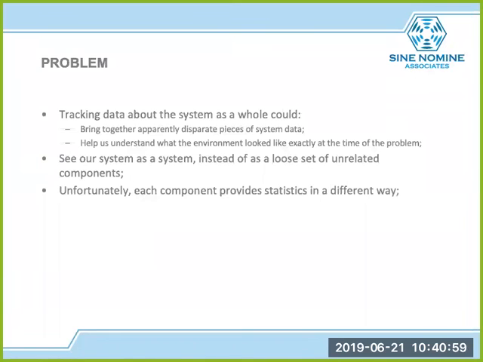So usually it is a very good idea to get stats about the system as a whole instead of only one component of the system. If you do that, you can see your system as a system instead of an unrelated set of components. But that's not very simple, and the reason why is because each component provides stats in a different way. So yeah, ideally you should be able to get stats from every single component with the same command line interface.